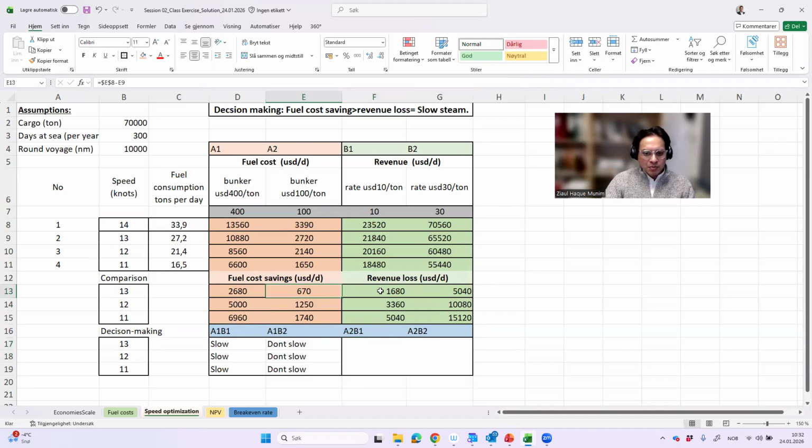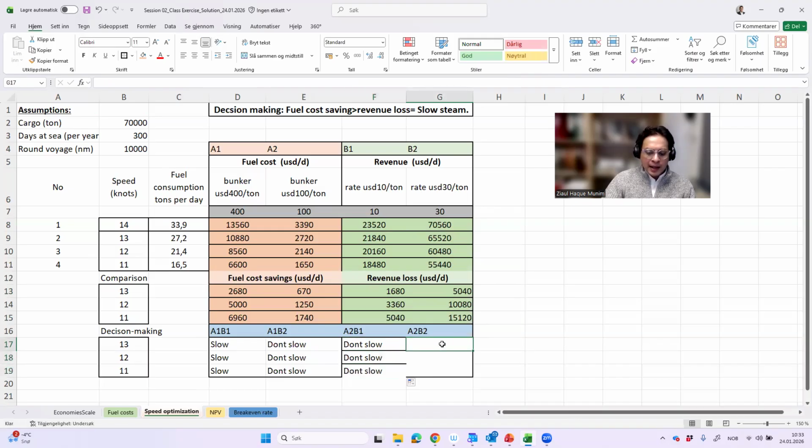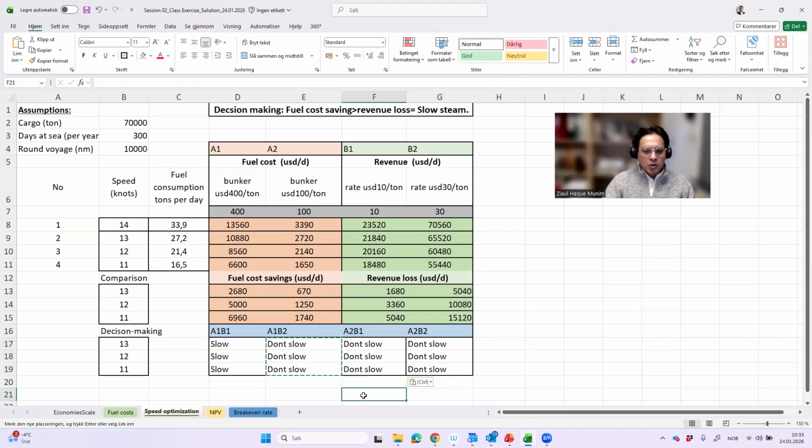Similarly, we can do A2 with B1. Should we slow down? Actually, all of them are lower than this, right? So we don't slow. And how about here? All of them are way lower than this. So again, we don't have to slow, right? So yeah, this is our decision-making framework.